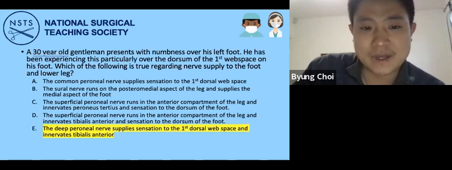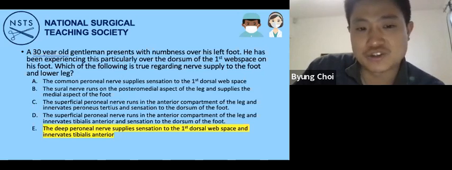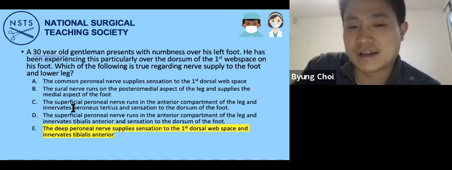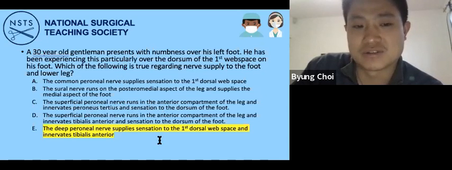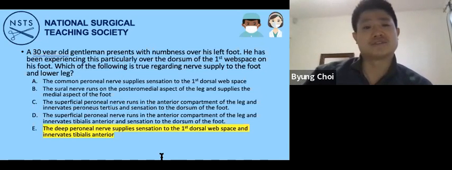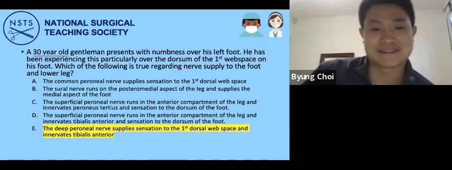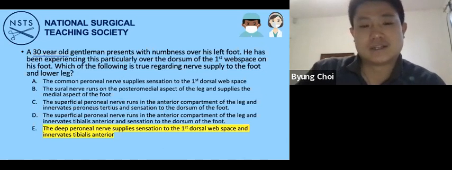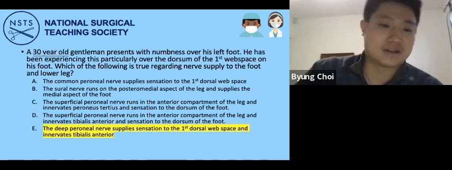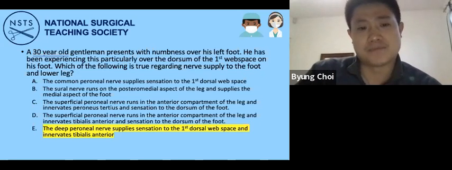C and D both say that the superficial peroneal nerve runs in the anterior compartment of the leg. Now, regardless of what those options end with, that can't be correct because the superficial peroneal nerve runs in the lateral compartment of the lower leg, okay? And it's the deep peroneal nerve that runs in the anterior compartment of the leg. And so that makes E, by ruling the others out, the correct option.